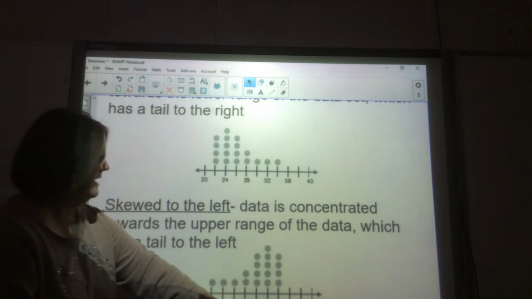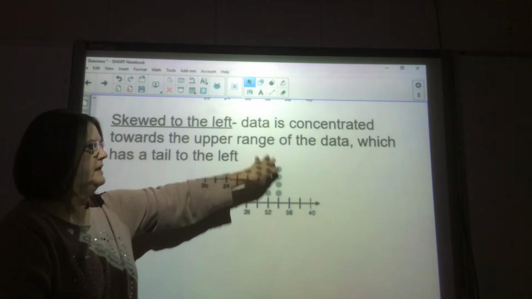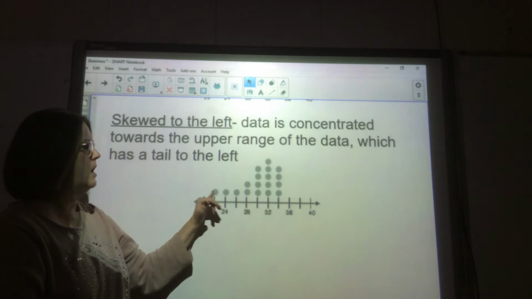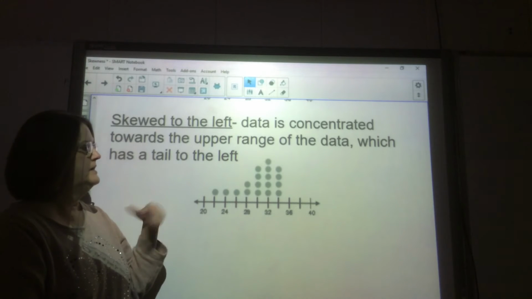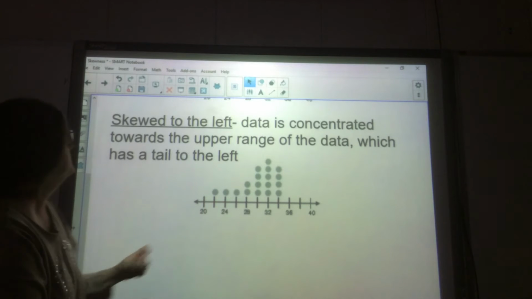This is skewed left. It does the same thing as the other. The data is concentrated up here, but you have a few of them small down here. And so this data is skewed to the left. Again, the tail is on the left.